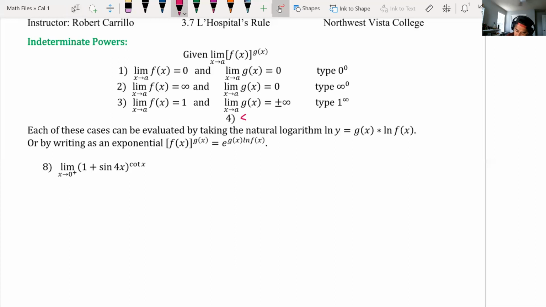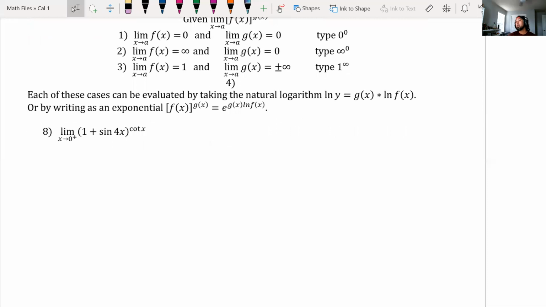Rule 4, stuff. No stuff. All right. So if you come across an indeterminate power, the only way to handle this is by using natural logs. So you'll let y equal the limit, and then we'll apply natural logs to both sides, and then fix it by everything we've learned today. So let's go ahead and try this out.